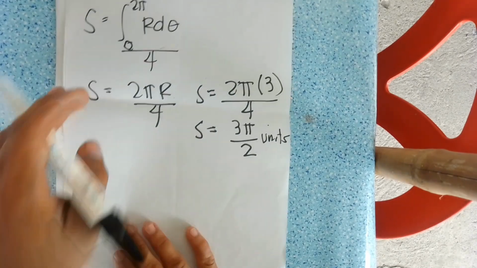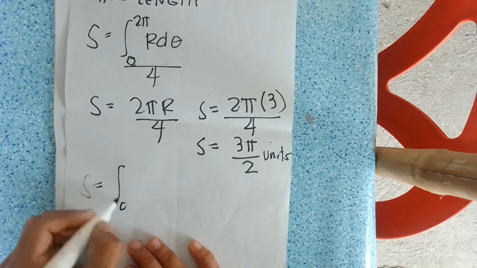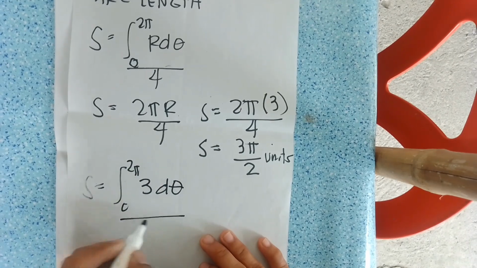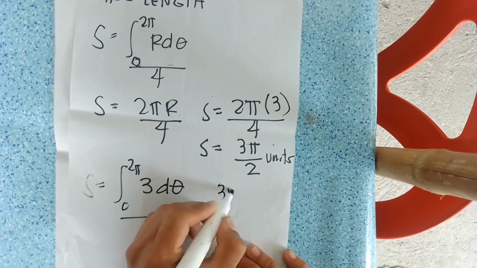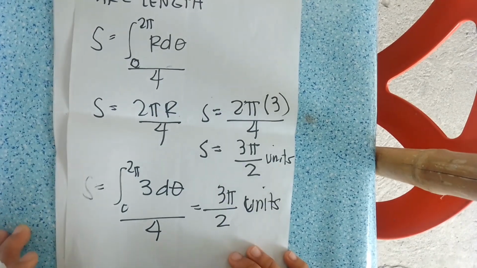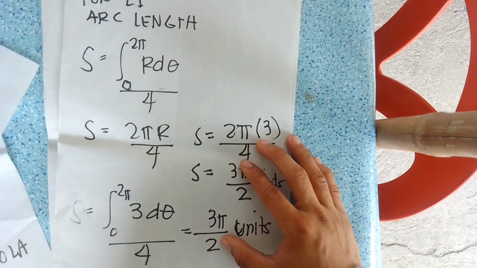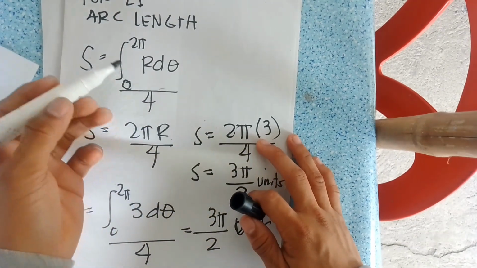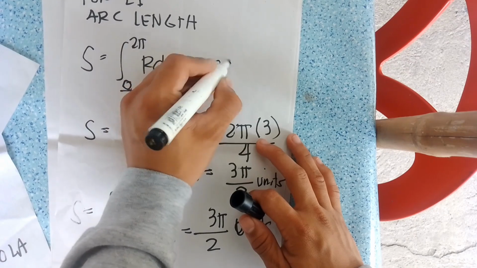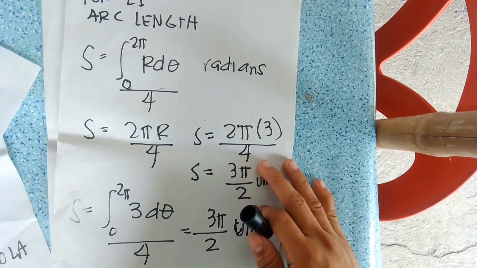Same also, if gamitan ta diyang sa formula, S is the integral from 0 to 2 pi, r is actually 3, d theta divided by 4. You also get 3 pi over 2 units. So that's it. Regarding this formula, before we proceed to centroid, arc length is equal to the integral of r d theta with limits from 0 to 2 pi all over 4. Use your calculator, of course, dapat ang calculator nyo naka radians. Okay?